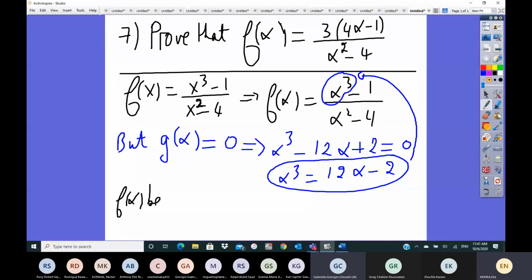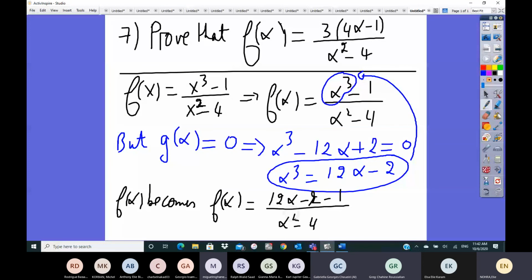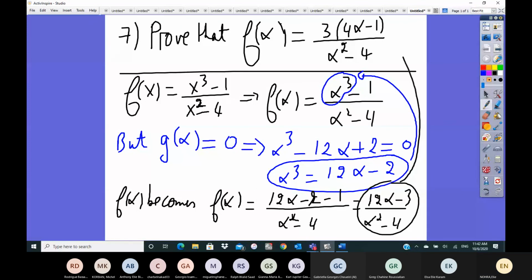F of alpha becomes what? 12 alpha minus 2 minus 3 over alpha squared minus 4. Oh my god. Okay, mathematics. Yes. We factorize, above 100%. 12 alpha minus 3 over alpha squared minus 4, which is it.